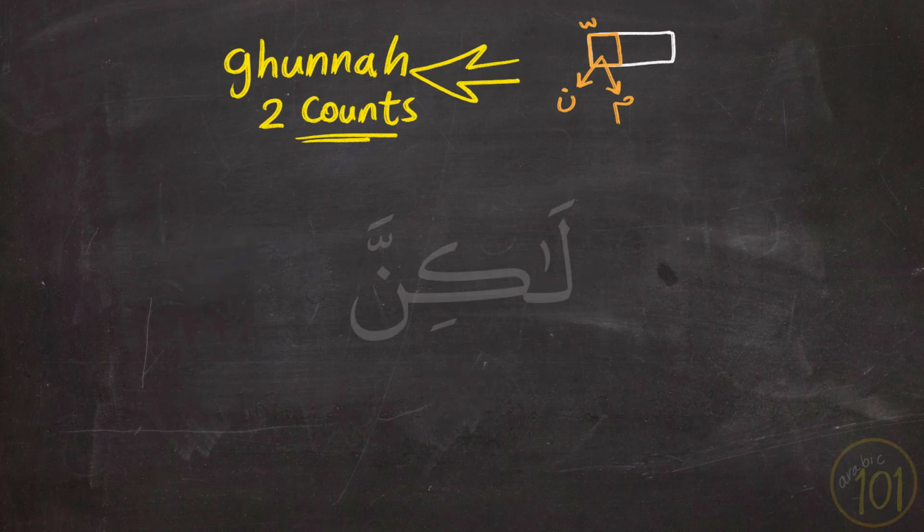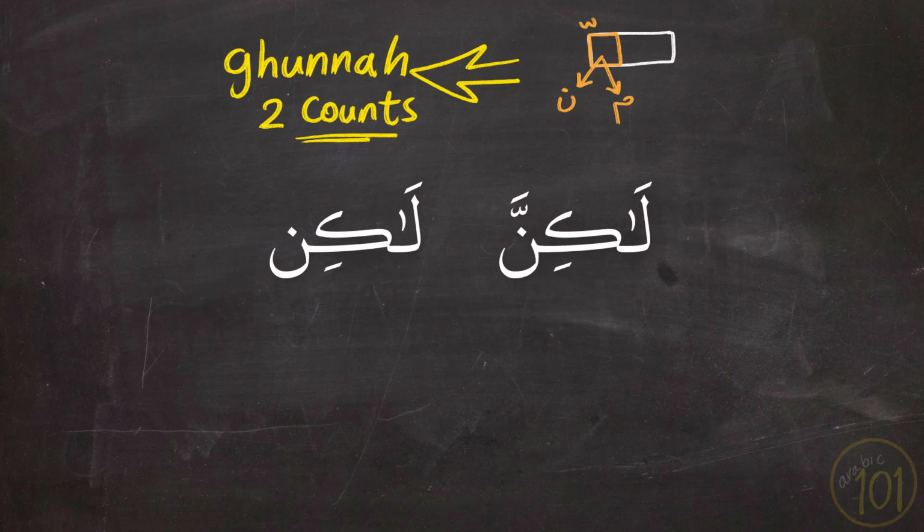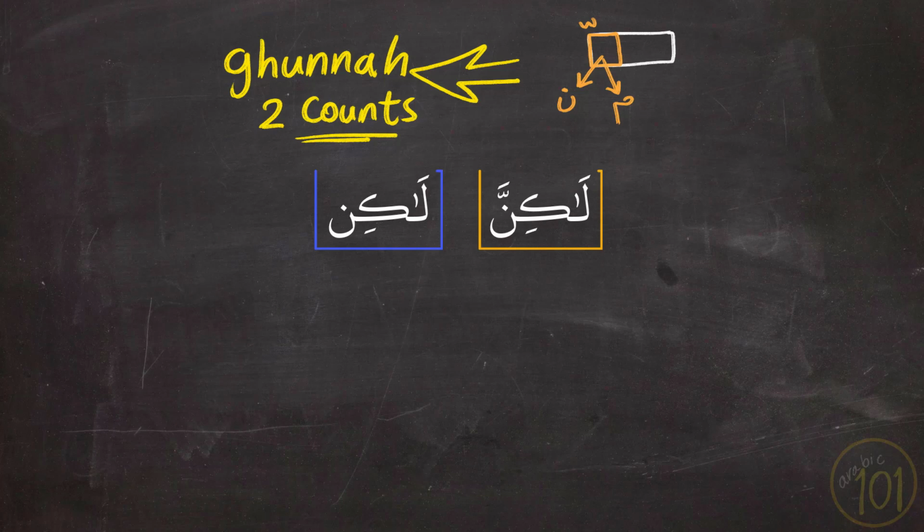Now, notice the difference between when there is a shaddah and when there isn't a shaddah on the noon, in this case of these almost identical words, which can cause some problems if you don't know how to deal with this situation. In one instance, it doesn't have shaddah, and in the other, there is a shaddah. Now let's listen to the difference when you stop at either of these words.